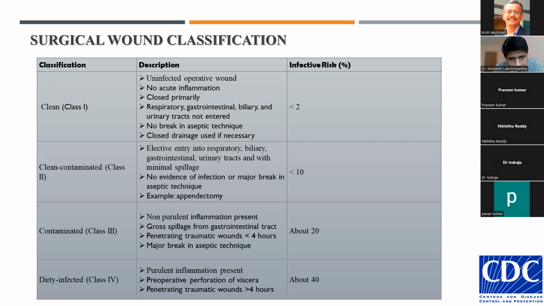In dirty infected, that is class 4, there is purulent inflammation present, perforation of viscera, and penetrating trauma wounds which came after 4 hours, and the infective risk is about 40%.